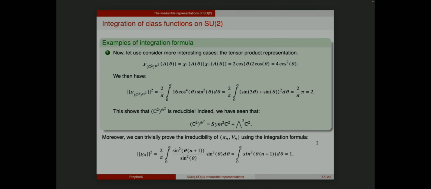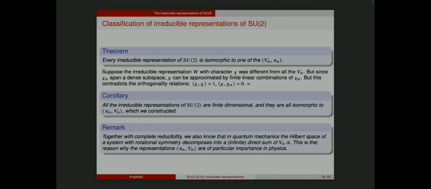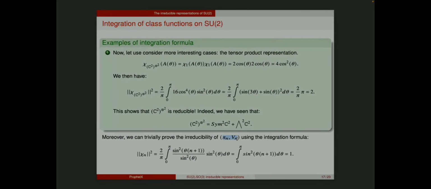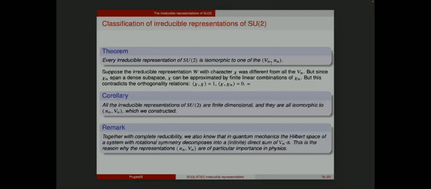So now we come to the classification of these irreducible representations. Now I claim that the irreducible representations Vn, pi n, which we gave here, are all the irreducible representations of SU2, which is a strong claim. So I gave you some irreducibles, and now we come to showing that these are all the guys.